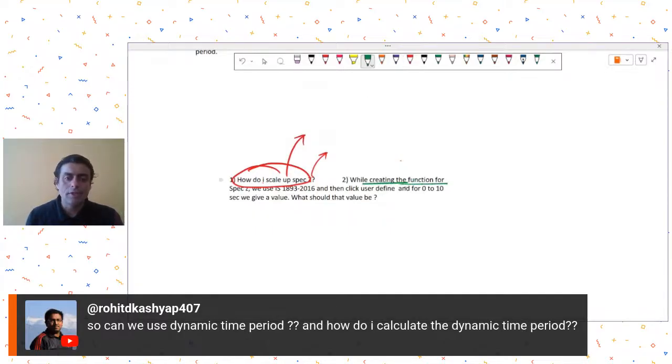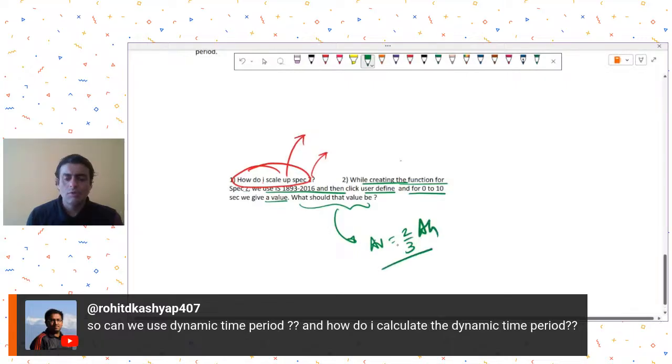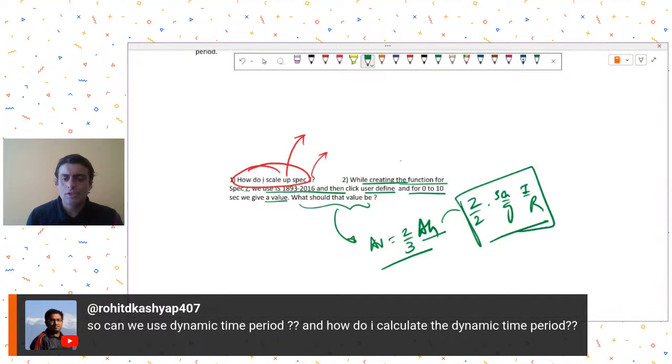While creating the function for spec Z, we use the 1893-2016 and then click user defined, and for 0 to 10 we give a value. What value should it be? You calculate the value as per two-thirds of AH. Simply, AH is Z upon 2 into SA by g into I by R. So you calculate the AH, and then corresponding to your AH, you calculate two-thirds of AH. That will give you the AV.